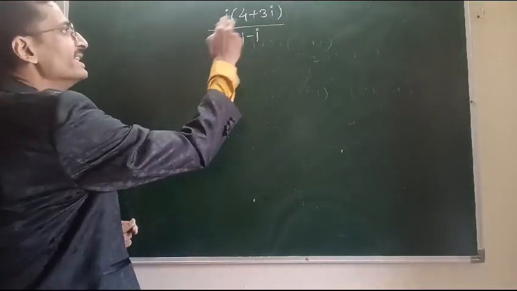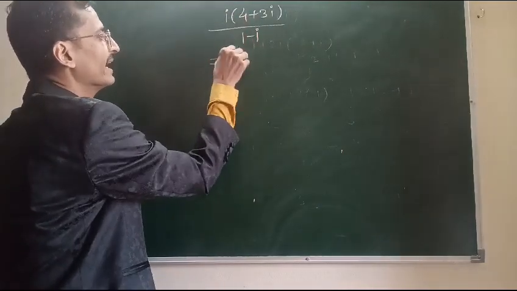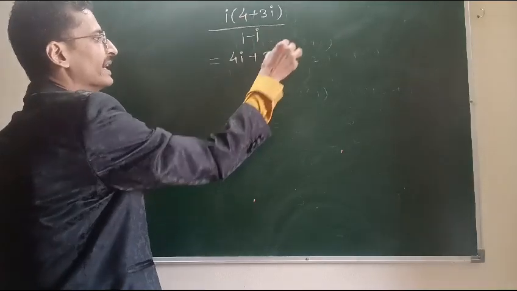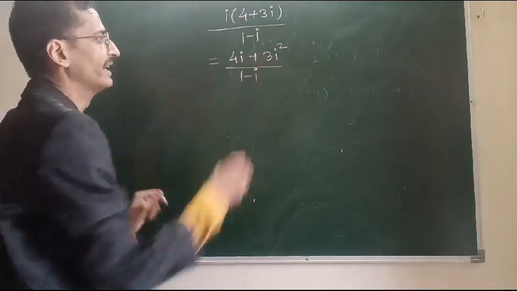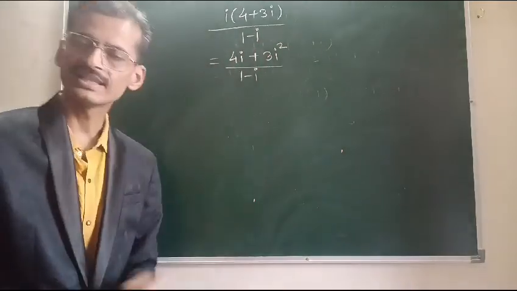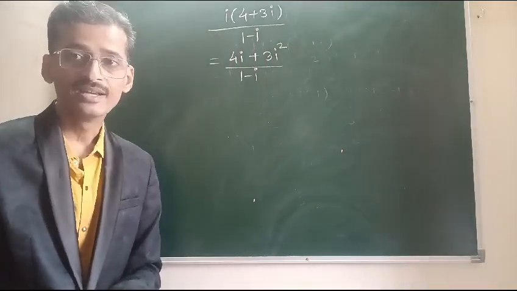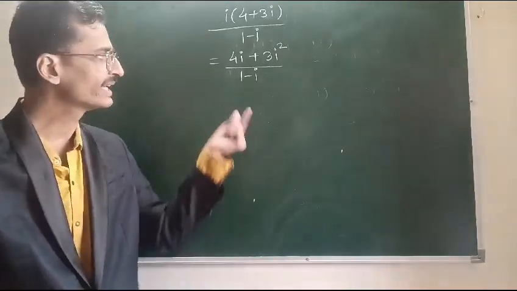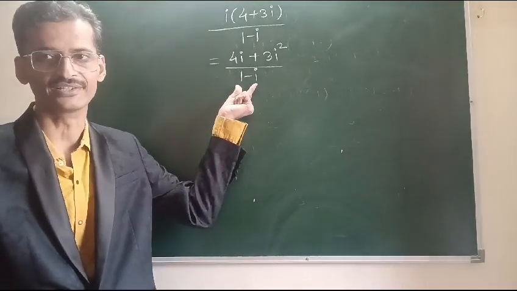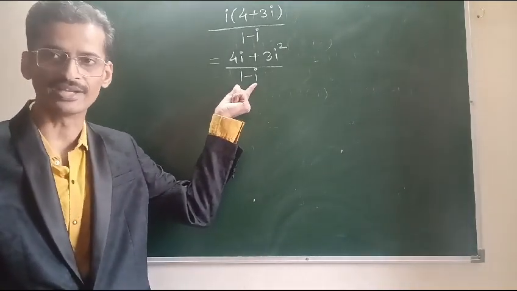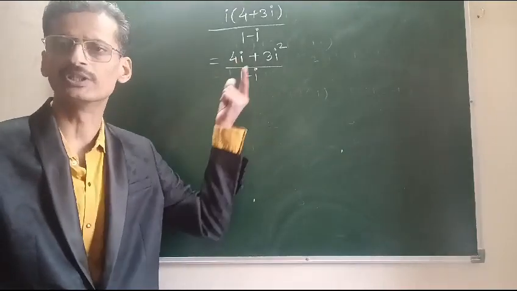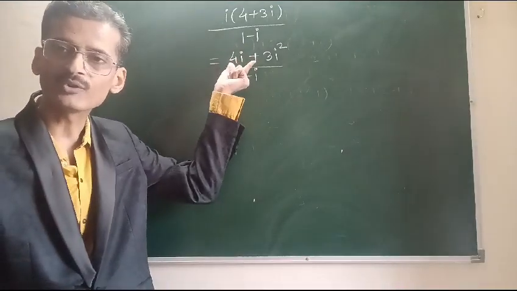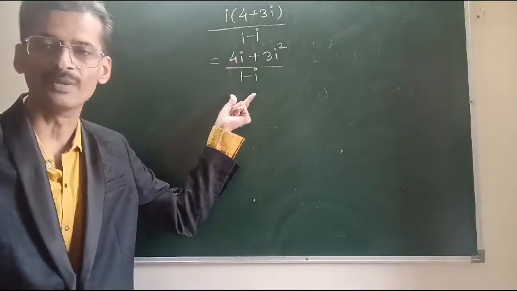So first, open this bracket: 4 into i plus 3i into i, 3i square, upon 1 minus i. Now i square we can write as minus 1, so we can simplify that. But as we want it in the form of a plus bi, how can we write it? Because there is i in the denominator, we have to remove it from the denominator. Only constants like 2, 3, 4 are okay. So how can we remove it?